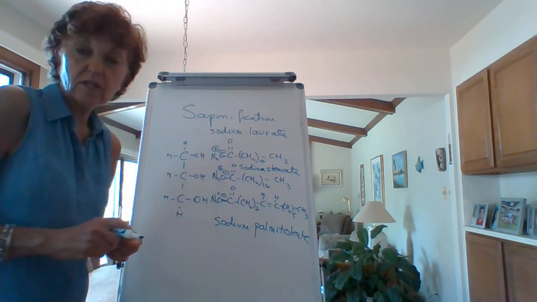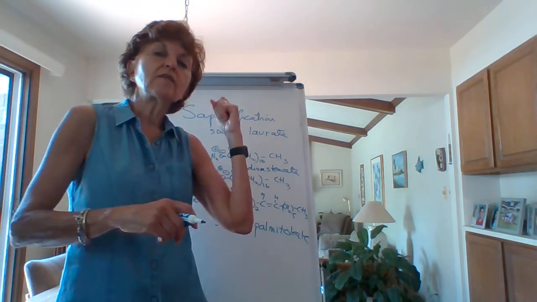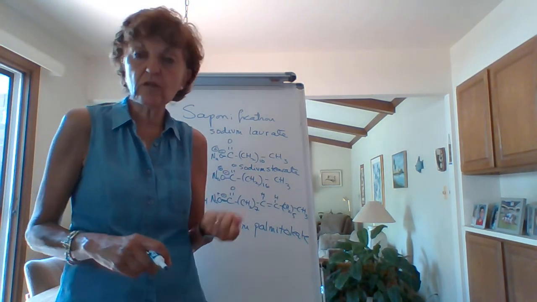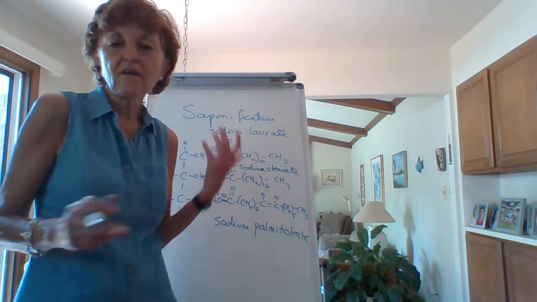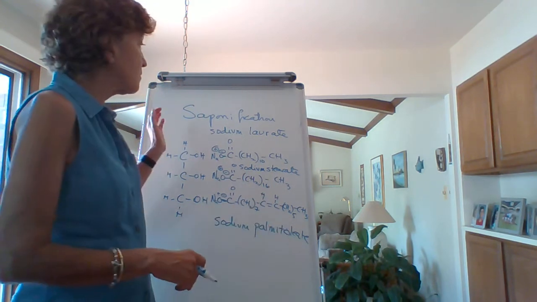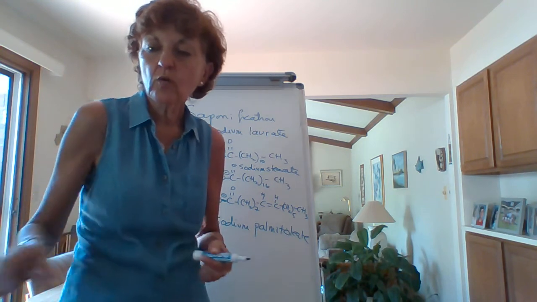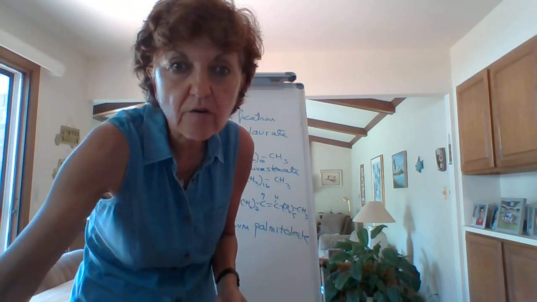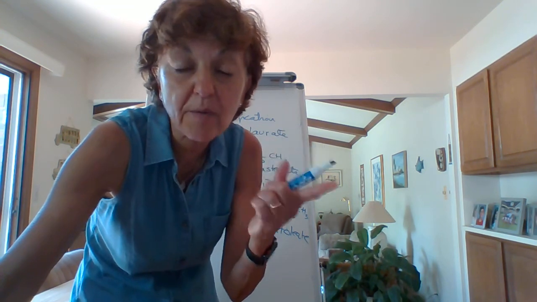Again, like I said, if you look at the labels, you see sodium oleate, sodium laurate, sodium palmitate, sodium stearate. You might see sodium palmitoleate. These are names of the different soaps or the fatty acid salts. Okay, so we'll do the other reactions in the next video. And oh yeah, and we'll talk about how soaps work.